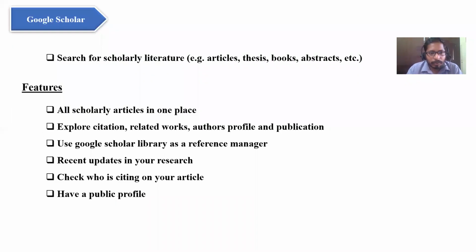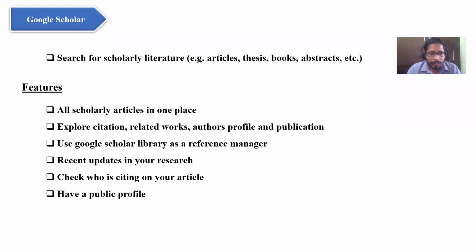So Google Scholar is a search for all scholarly literature. As we know, all the articles, theses, books, and abstracts, and a lot of other things will be available in Google Scholar. Some of the features available are: you can find all the articles, you can explore the citations and related works, you can see the author's profile and publications, what they have done, and you can use Google Scholar as a library and also as a reference manager.